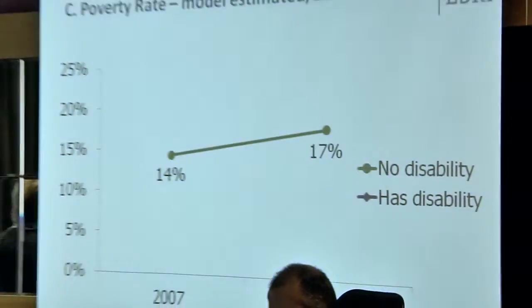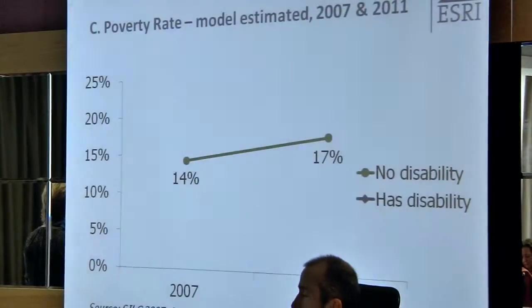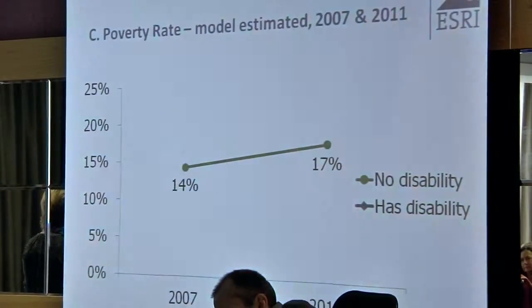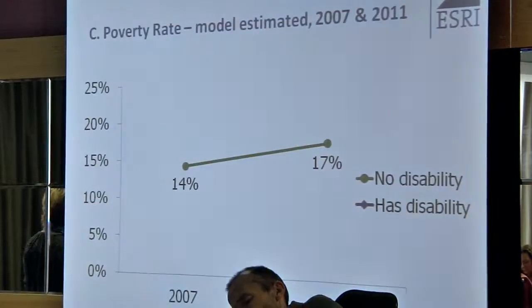So looking at the poverty rate, first of all, for 2007 and 2011, looking at people with no disability, the poverty rate increased from 14% to 17%. Not terribly surprising, there was a recession on. More and more people were losing jobs and having reductions in income.